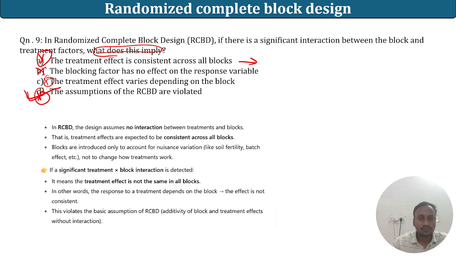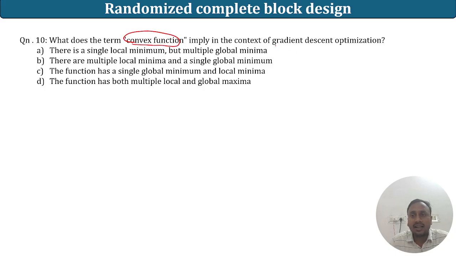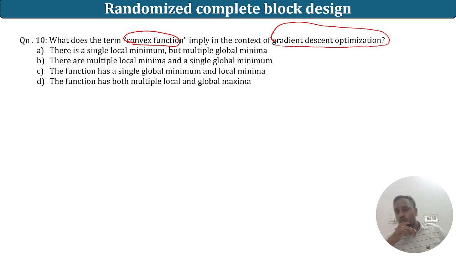Okay. What does the term convex function imply in the context of gradient descent optimization? I think we covered that function at the start. What will happen? In that case, the function has a single global minimum.